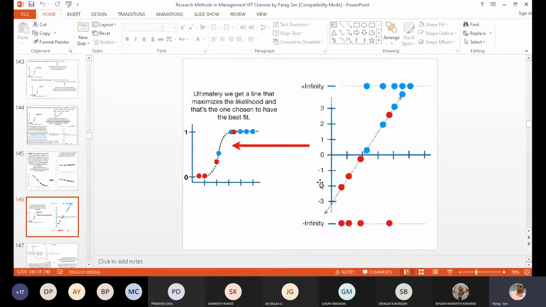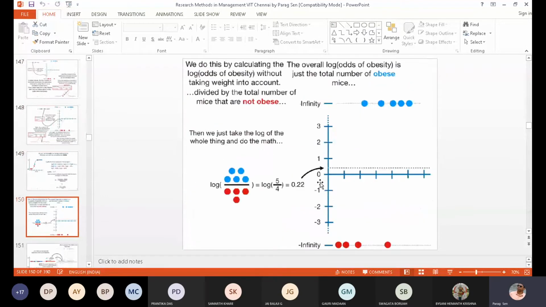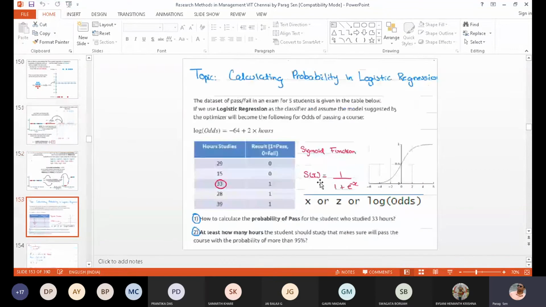Okay, the thing that I am saying you require is this particular thing. It is actually required for you: calculating the probability, how you will calculate the probability in logistic regression. You just take a look at an example.